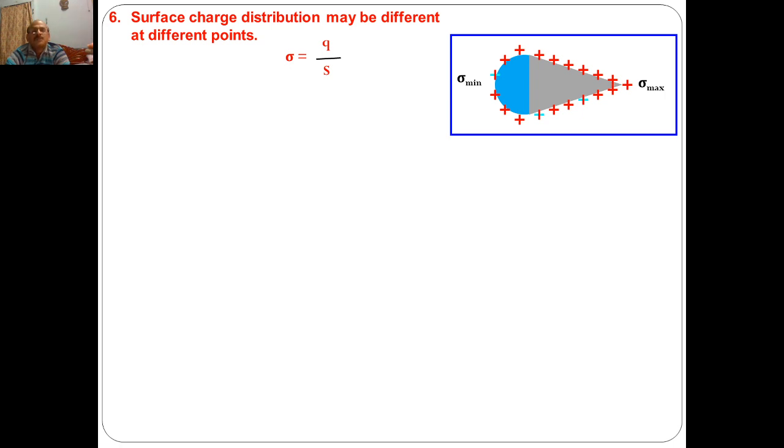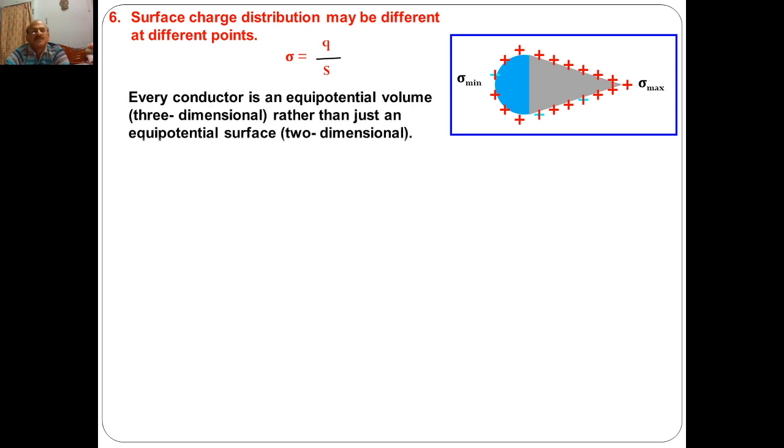Just see, sigma equals q by s. So if s is more, sigma will be less. Now electrostatic shielding. The field inside a cavity is always zero, whatever the size or shape of the cavity, or whatever charge we put on the conductor. The conductor may be placed in some external field, but inside the cavity the field is always zero.